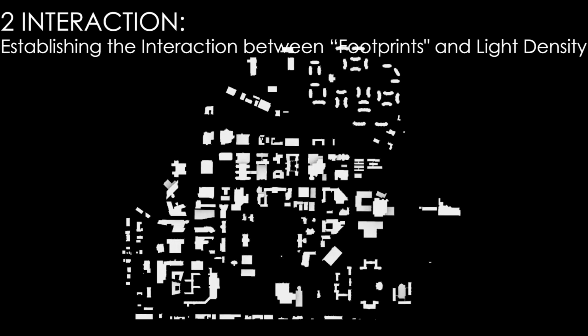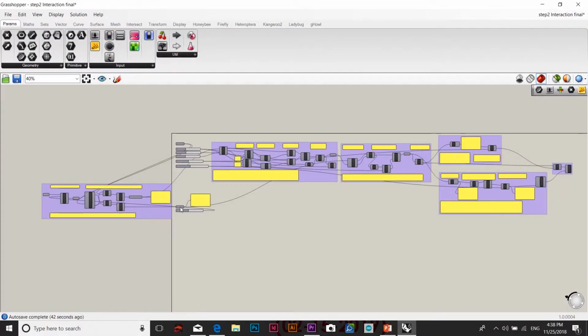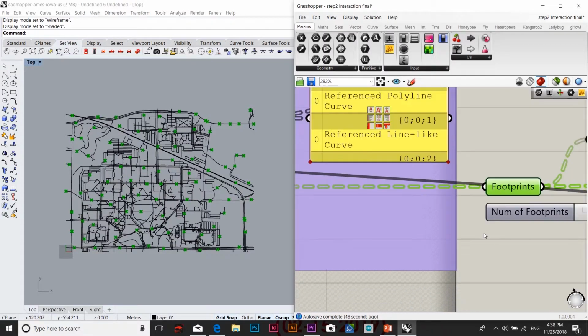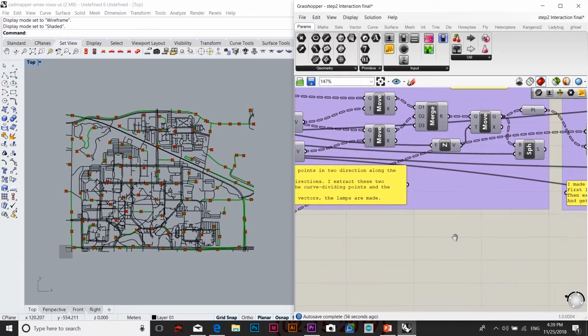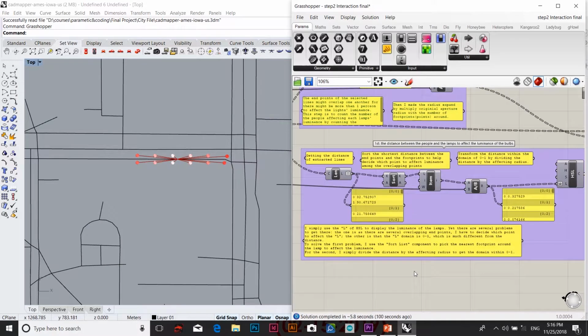Then step 2. Interaction. Establishing the interaction between footprints and the light density. Before establishing the interaction, I generated multiple footprints on streets, matched the corresponding street lines with the footprints, and restricted areas to be lit up within a certain radius. The interaction has 2 parts.